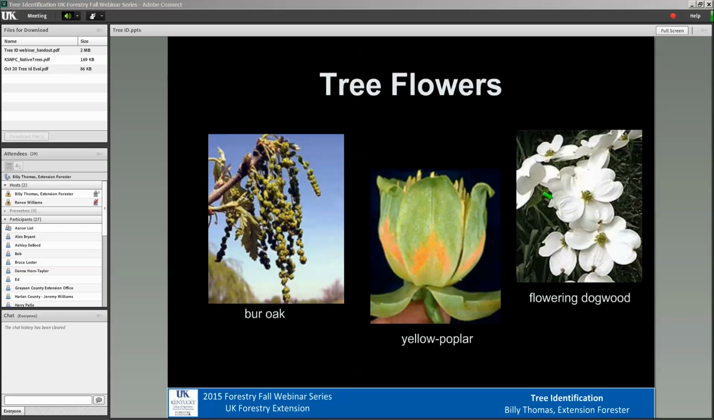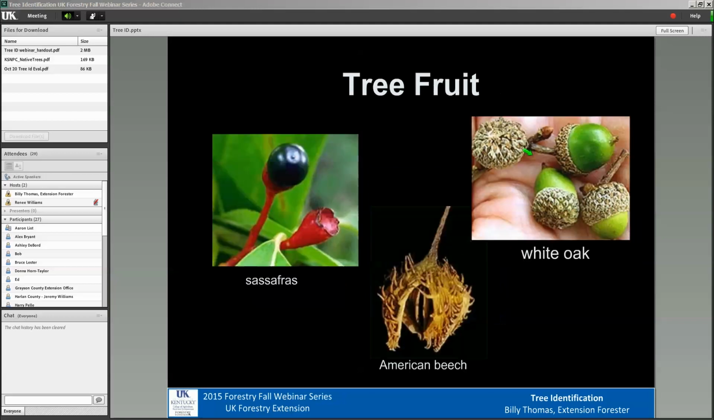And then on the far right here, we have the flowering dogwood. Now, many of us probably have these in our yard. I know I've got a couple of these in my yard. It's a beautiful tree. You may see some that have the pinkish flowers. Those are another variety of dogwood, but most of what you'll see here in the woods, or at least natively occurring, will have these white flowers. So again, just different characteristics that we can use to identify these trees.